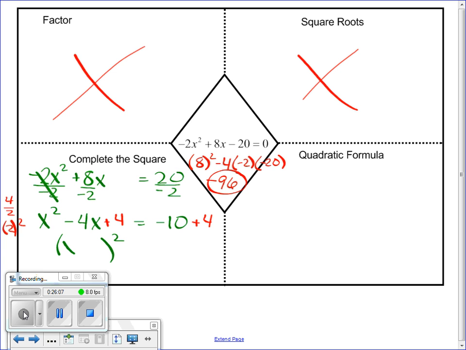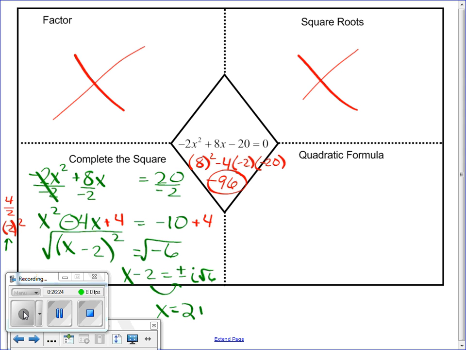All right, so it factors to x minus 2 squared equals negative 6. So x minus 2 equals plus or minus i radical 6. Move the 2. So 2 plus or minus i radical 6.